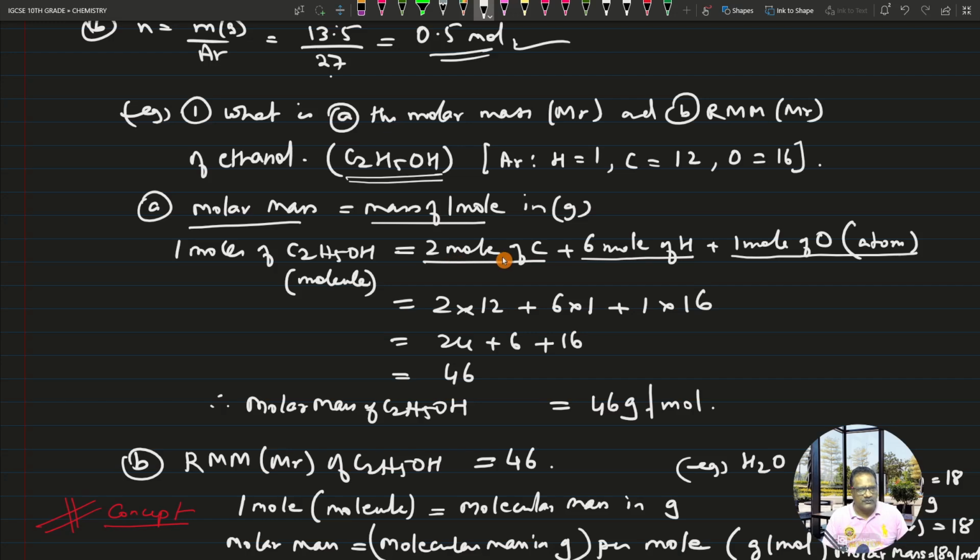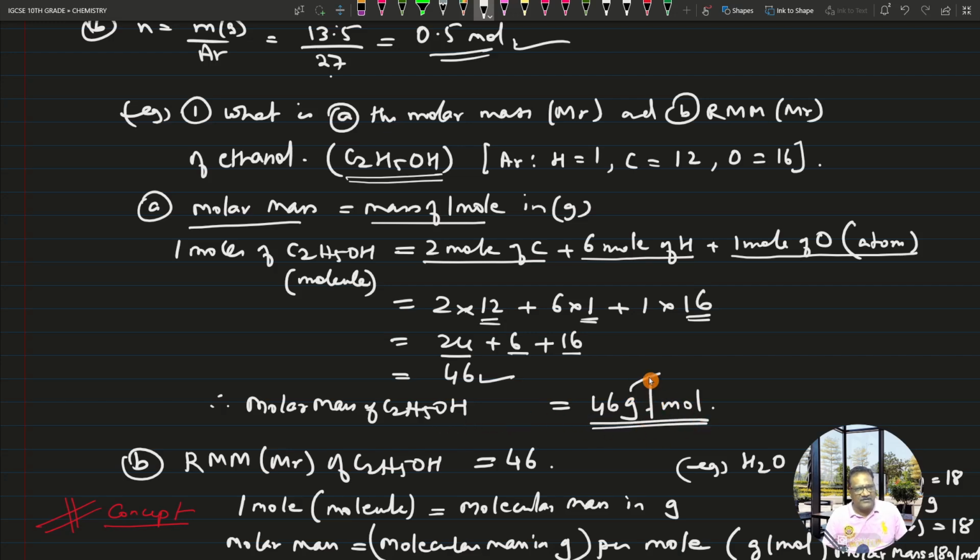So 2 moles of carbon means you'll have to take 2 into 12, because 12 is the Ar value of carbon, and the Ar value of hydrogen is 1 and of oxygen is 16. So you'll have to take 2 into 12 plus 6 into 1 plus 1 into 16. This works out to 24 plus 6 plus 16, which when you add up you get 46. So this 46 is nothing but the molar mass of ethanol. So the molar mass of ethanol will be 46 gram per mole.